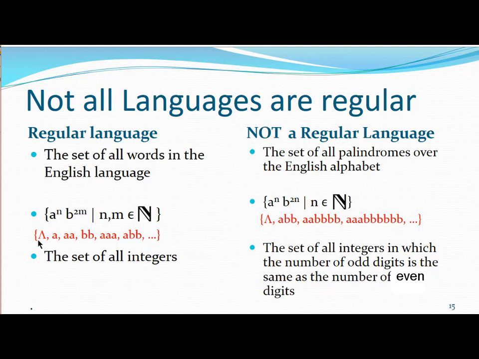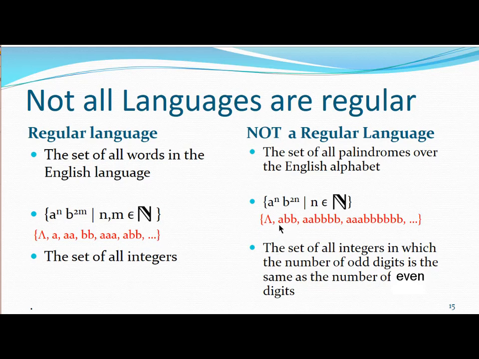Strings of length 1, well, it looks like M has to be 0, N is 1, so then we get A, right? Strings of length 2, if I make N 2 and M 0, I get AA. If I make N 0 and M 1, right, because it's B to the 2 times 1 is 2, then I get this BB, and so on. So this is a regular language.